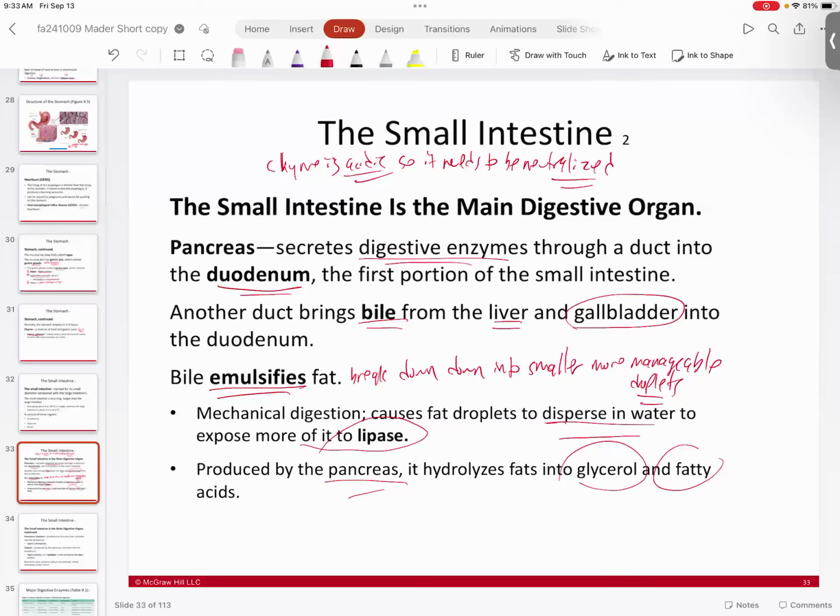The other thing is that the pancreatic secretion and bile, we put that in there, is alkaline. So it will also neutralize the chyme, keep it from burning your duodenum.